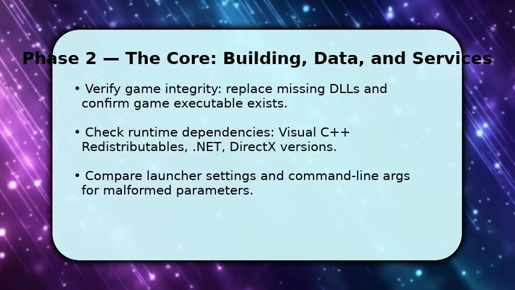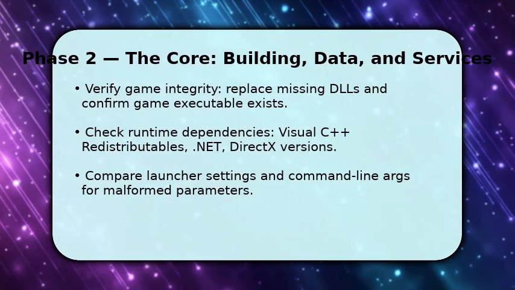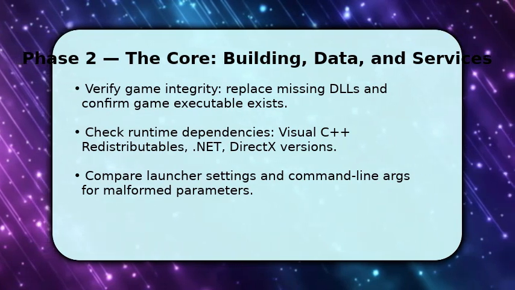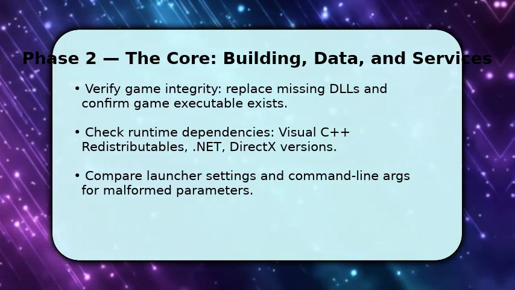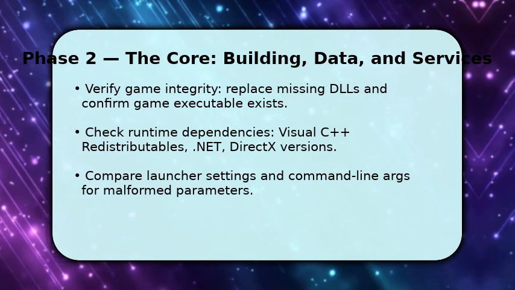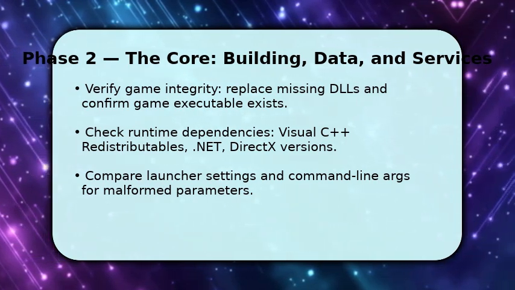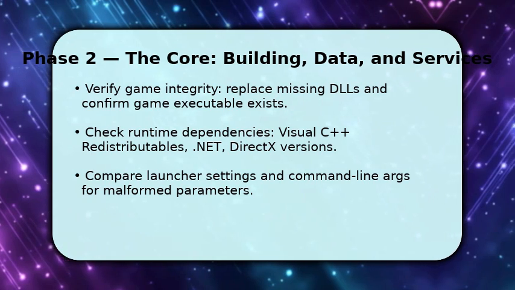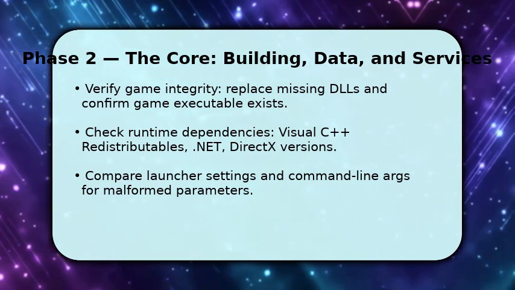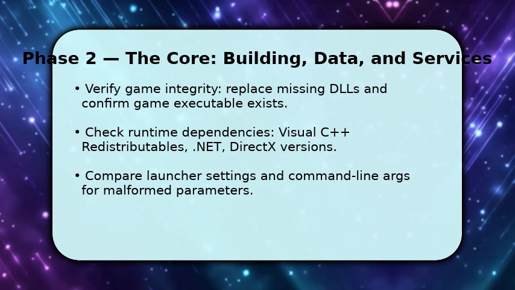Now you dig into the middle steps. Verify the game executable and DLLs aren't missing or blocked. Windows can mark files as blocked, so unblock them in Properties. Then confirm runtimes, install or repair Visual C++ redistributables, .NET, and DirectX because mismatched versions trigger code 1.